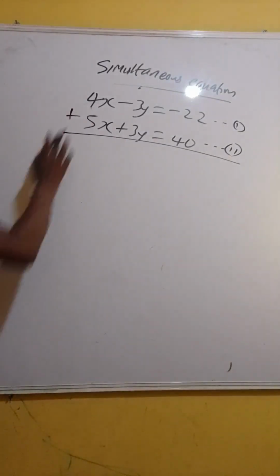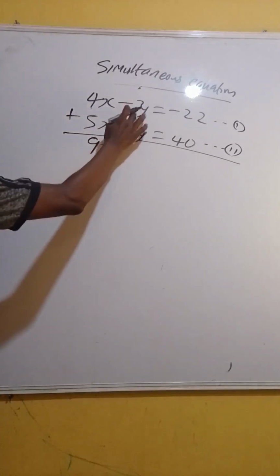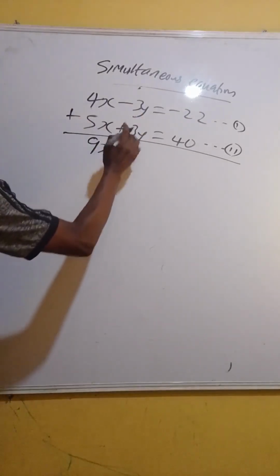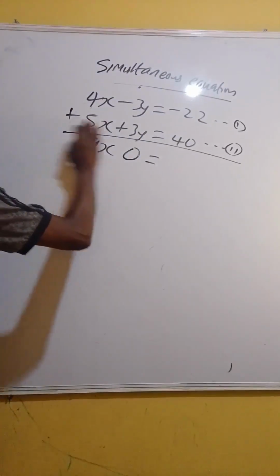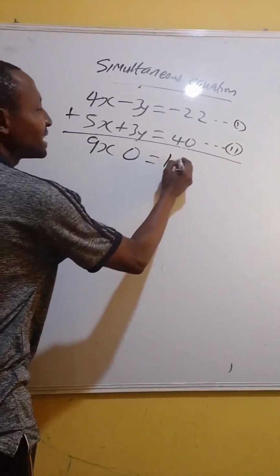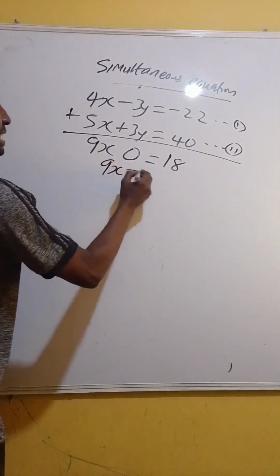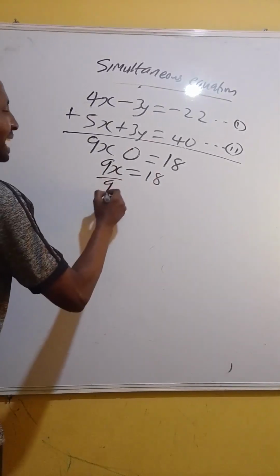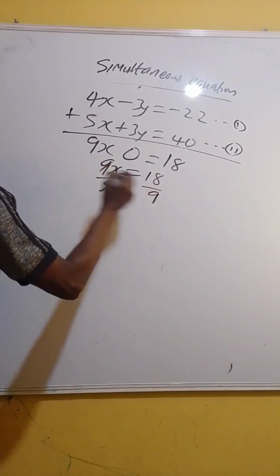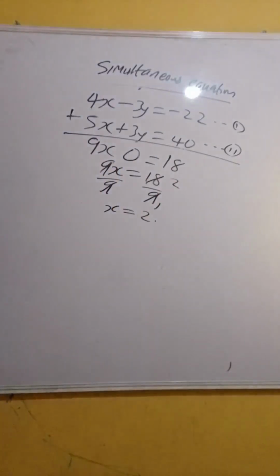So let us see what happens. 4x plus 5x will give me 9x. Minus 3y plus 3y will give me 0. Equals minus 22 plus 40, which will give me 18. So I have 9x equals 18. What do I do now to get my x? I will divide by 9. 18 divided by 9 is 2. My x equals 2.